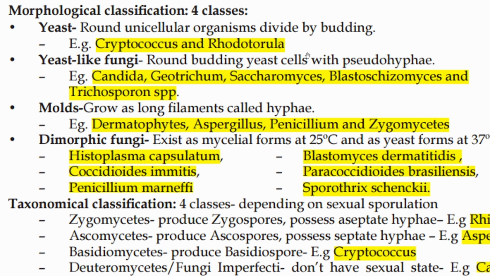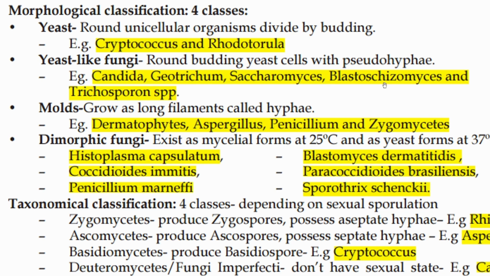Then we have Saccharomyces. Saccharomyces means sugar. Myces means fungus. So they are able to ferment sugar. Hence they are called Saccharomyces. Like Saccharomyces cerevisiae. They are also called baker's yeast. Right? So they have the ability to ferment the sugar.